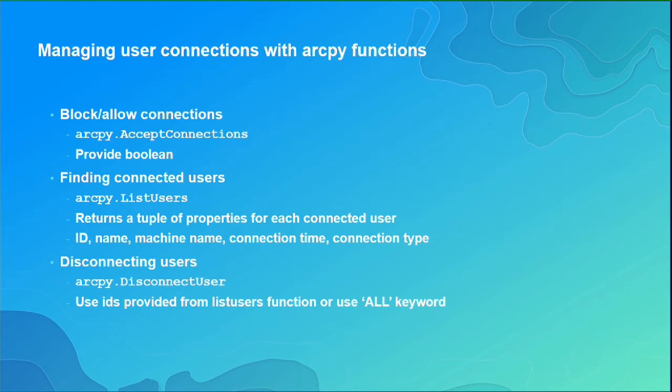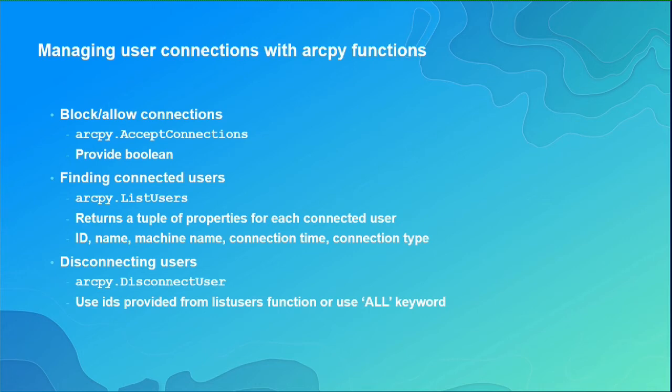We have multiple functions for managing user connections. First is the accept connection function. You provide an admin connection and a Boolean value as parameters for this. True means new connections to the enterprise geodatabase are allowed, and false means new connections are blocked. So if the parameter is set to false, currently connected users will not be abruptly disconnected. They can continue to work in their session, but when they try to make a new connection or start a new session, that will be blocked.